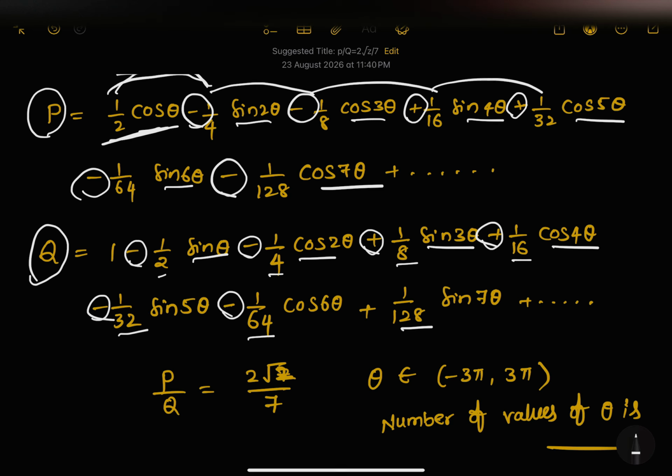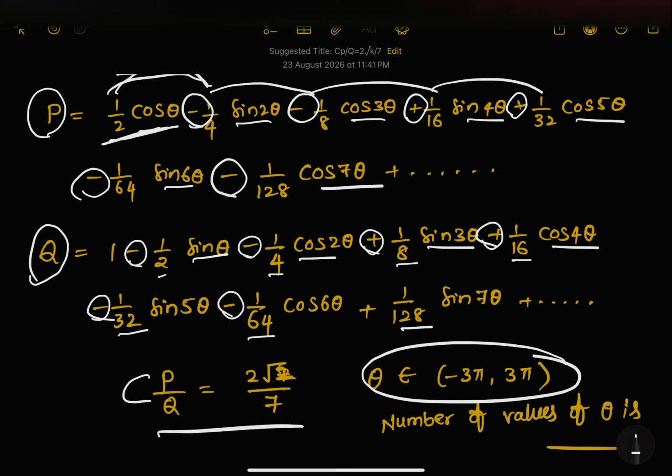And the question is so beautiful that they gave you the ratio of P upon Q. How on earth are you going to find out this particular ratio? Initially, I was clueless and it took a hell lot of time for me to solve this particular problem. So you have this ratio and then you have to tell the number of values of theta which satisfies this particular ratio and which exists in the interval minus 3 pi to 3 pi.